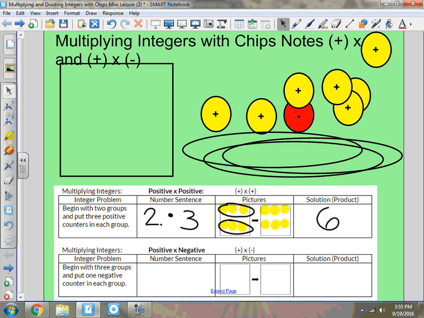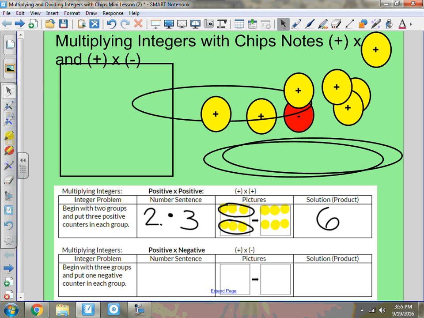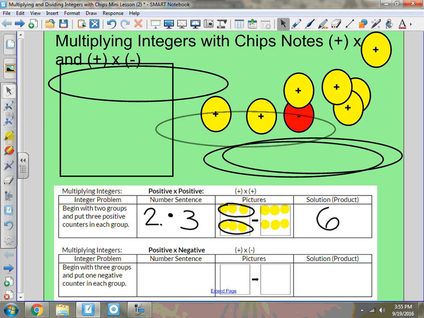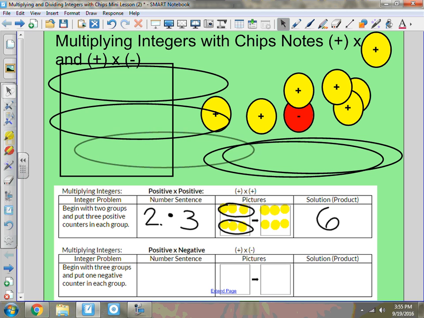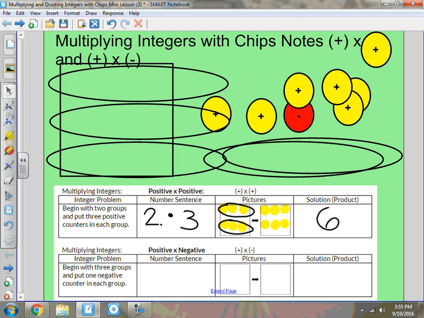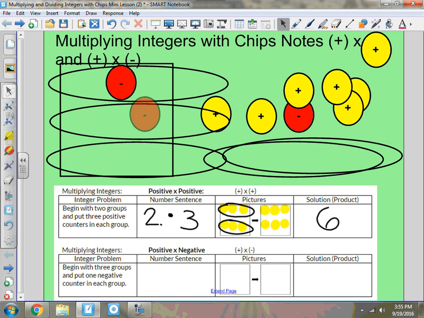All right, my next example, it says that I'm going to be beginning with 3 groups and putting 1 negative counter in each group. So I'm pulling over my 3 groups here, and in each one, I'm going to put 1 negative. So I got to fill up all 3 groups with that. So my number sentence, remember my first number is my group, so I'm going to put a positive 3. I'm going to be multiplying, because again it says each group, and then I've got a negative 1, and I can use parentheses to make that a little bit more clear. Remember that second number can get parentheses around it to help us read it.